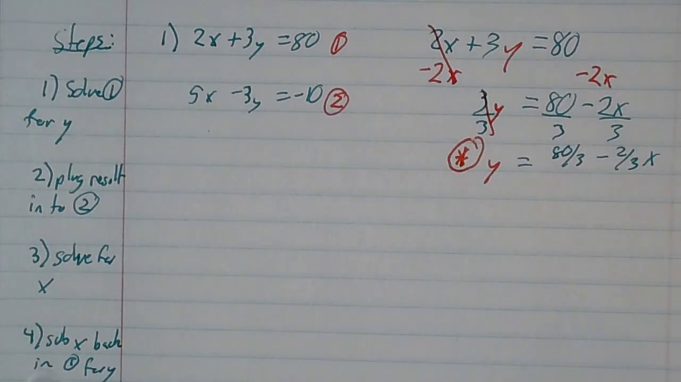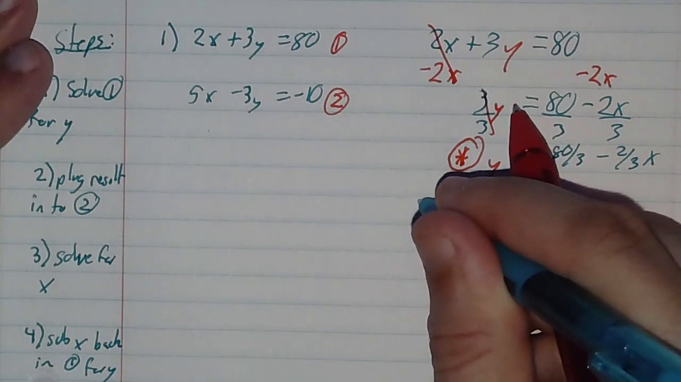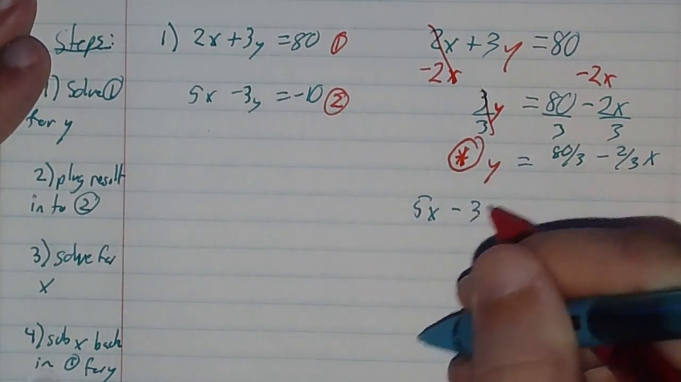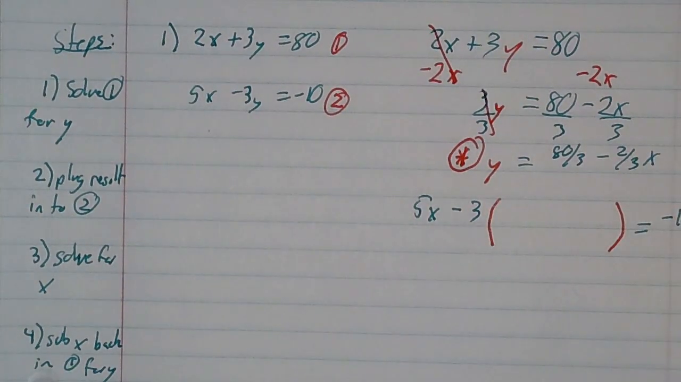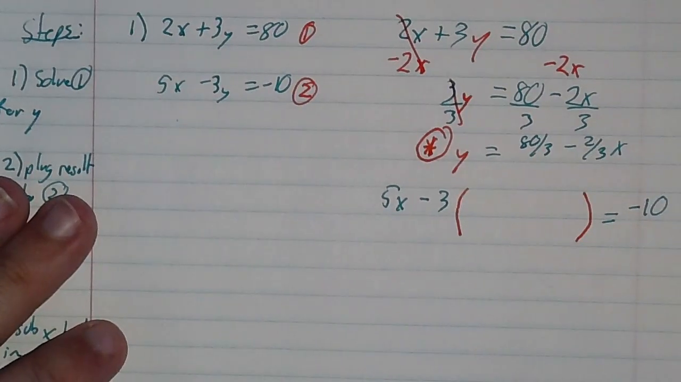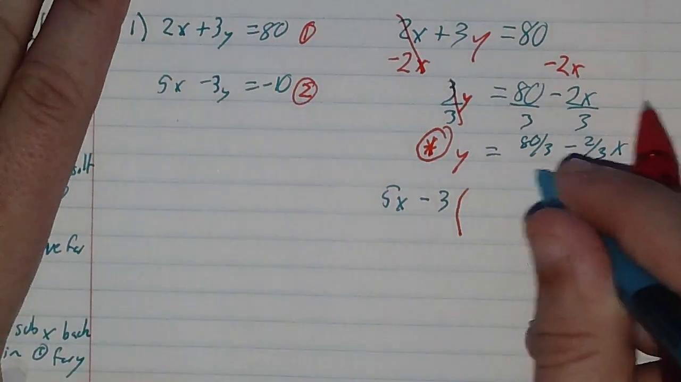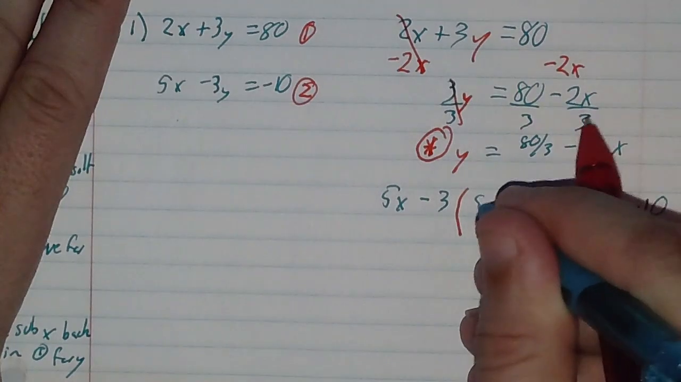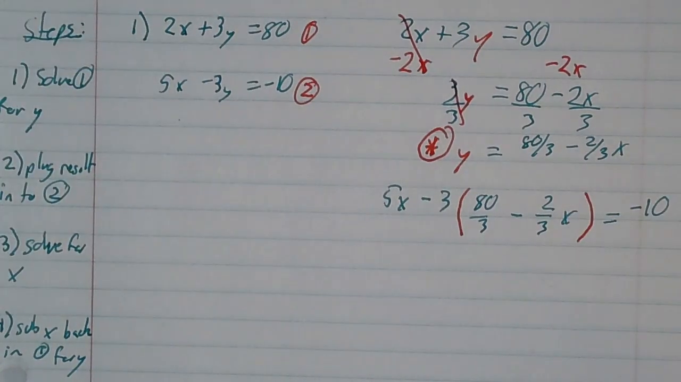Okay, so the second step says I'm supposed to plug that result, what I just did, into equation number 2. So what that means is I need to copy down equation number 2: 5x minus 3y should equal minus 10. Okay. Scooch this over just a little bit. So what I mean by plugging the result in is I'm just going to take the right-hand side of this equation that I worked, which is 80 over 3 minus 2/3 x, and I'm going to plug that in instead of y. And at this point, I have a multi-step equation in a single variable x.